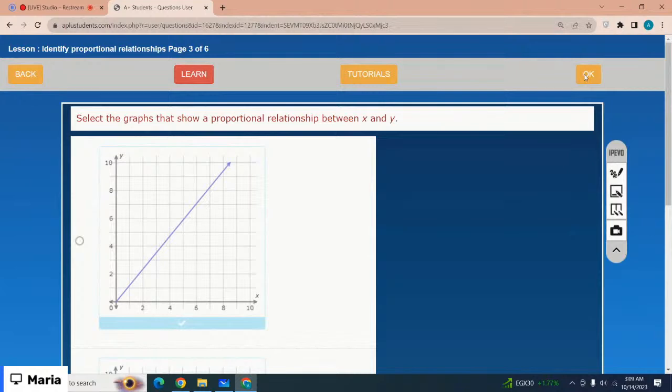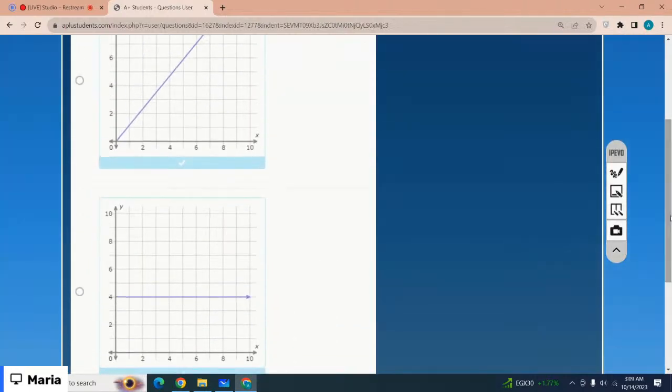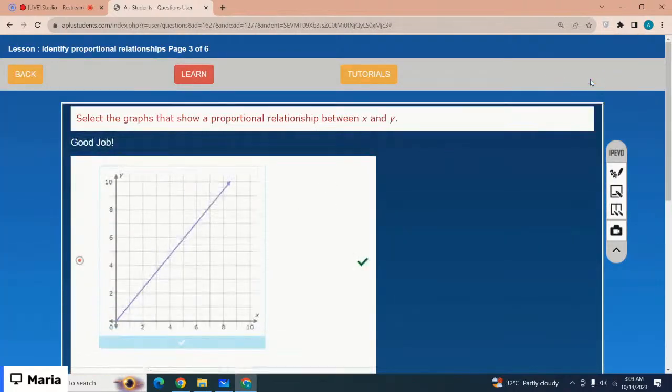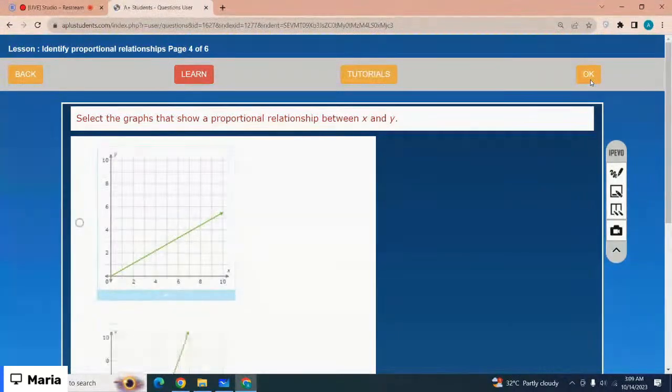Okay, select the graph that shows the proportional relationship between x and y. So which is the correct option? Option one or option two? You can see the graphs. Very good. The correct option is option number one because option number one is the graph that passes through the origin. The graph of a proportional relationship must pass through the origin, right?